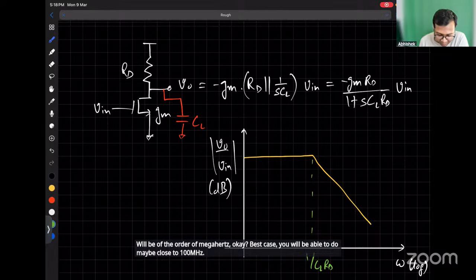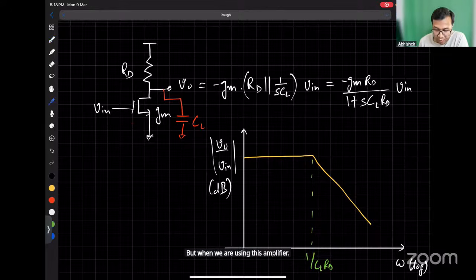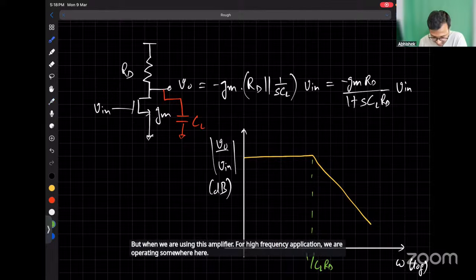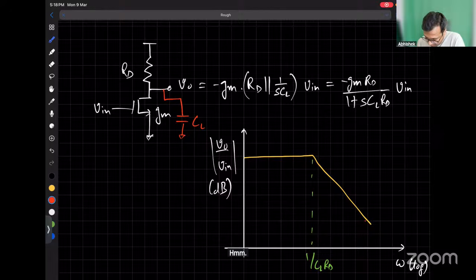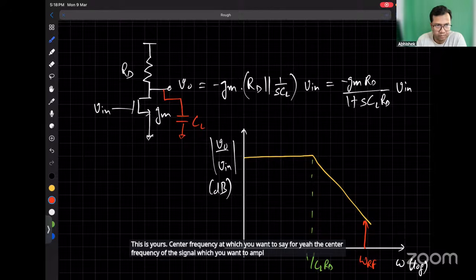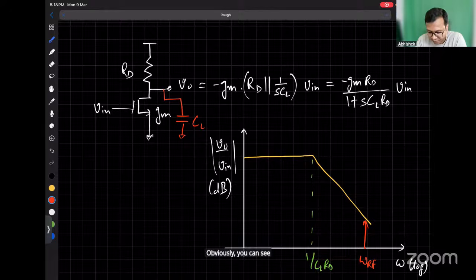But when we are using this amplifier for high frequency application, we are operating somewhere here. Let's say this is your center frequency, the center frequency of the signal which you want to amplify. So obviously you can see that having a simple resistive load will not work for a high frequency application.